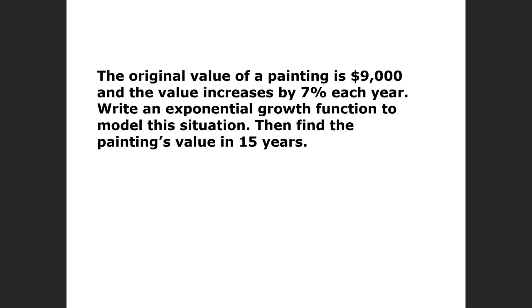Now this one says the original value of a painting is $9,000, and the value increases by 7% each year. Write an exponential growth function to model this situation. Pretty easy. 9,000 is my starting place. It's increasing, so it's 1 plus 0.07, right? 7%, move the decimal 2 places over, so that's 0.07. So this is going to be 1.07 to the x power. Now, then find the painting's value in 15 years. So I plug 15 in here, and I'd come up with my value.